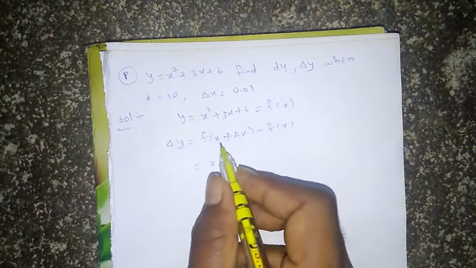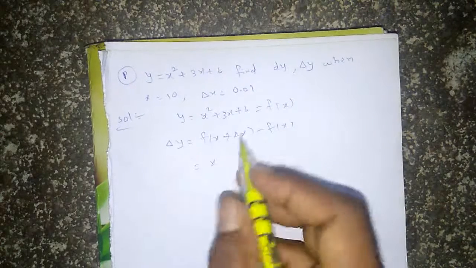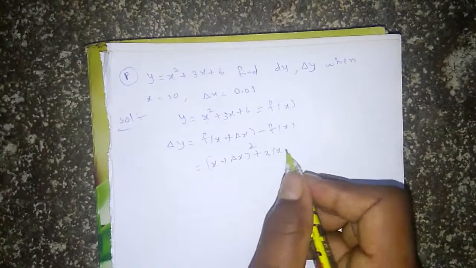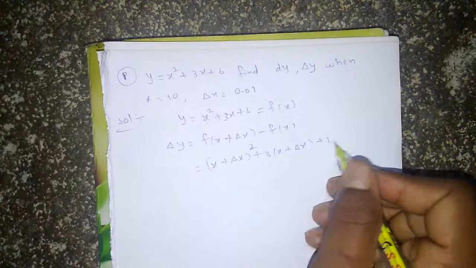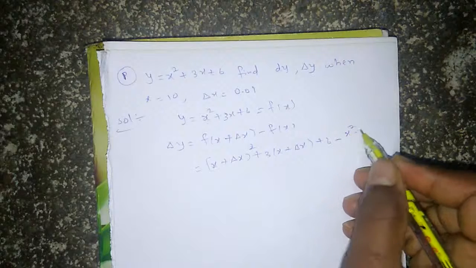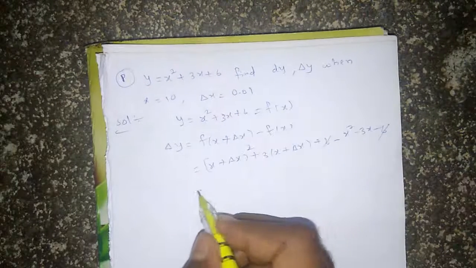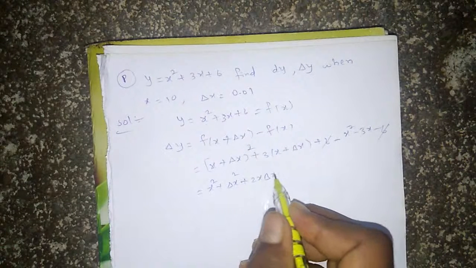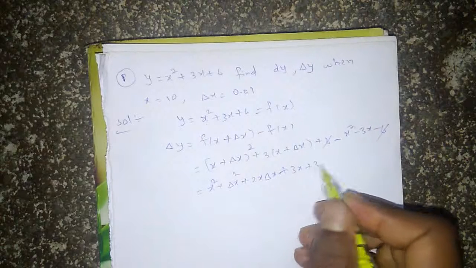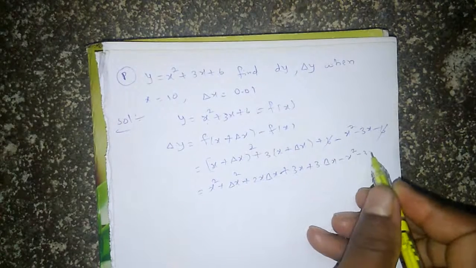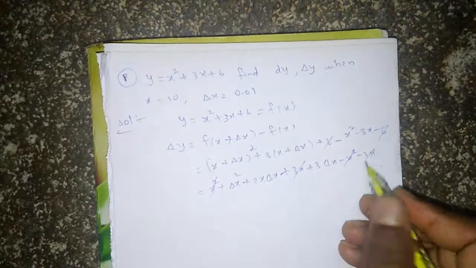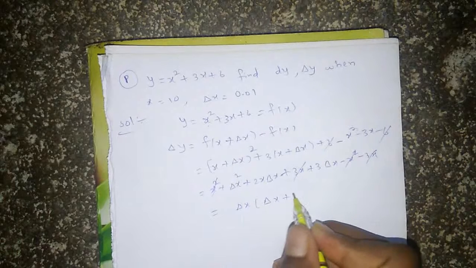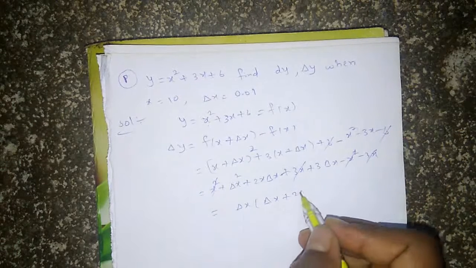That is, substitute x plus delta x in place of x: x plus delta x whole square plus 3 into x plus delta x plus 6 minus f of x, that is x square plus 3x plus 6, gets cancelled. This is x square plus delta x square plus 2x delta x plus 3x plus 3 delta x minus x square minus 3x. X square gets cancelled, 3x gets cancelled. Delta x, you can take delta x common. This is delta x plus 2x plus 3.